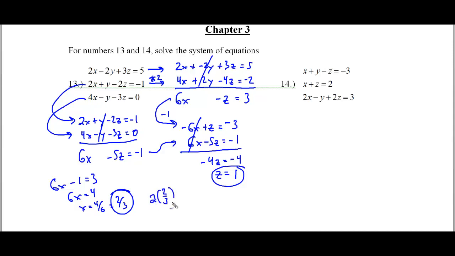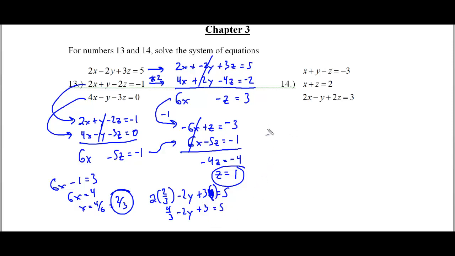So now I have 2 times 2 thirds minus 2y plus 3z is equal to 5. But I'm going to plug in my 1 for z, I forgot to put it in there. Okay, so 2 times 2 thirds is 4 thirds minus 2y plus 3, because it's 3z, so 3 times 1 is 3, is equal to 5.